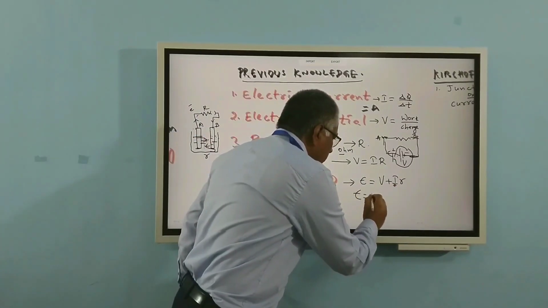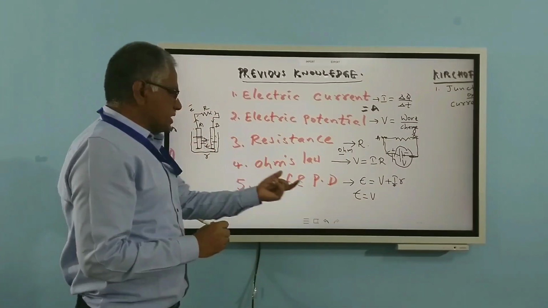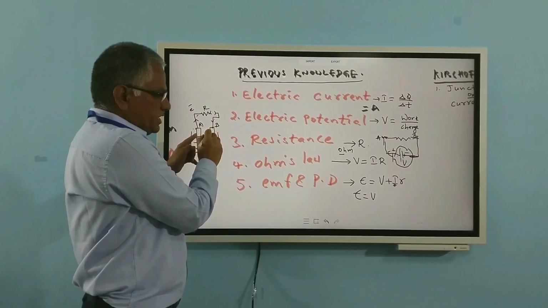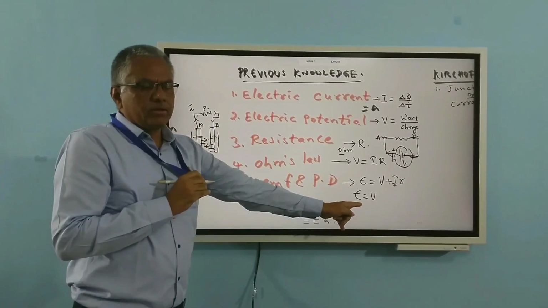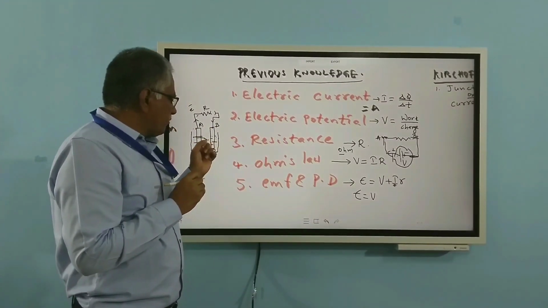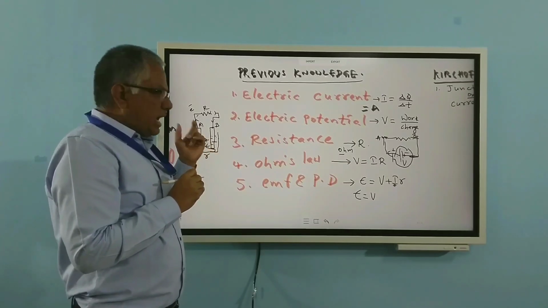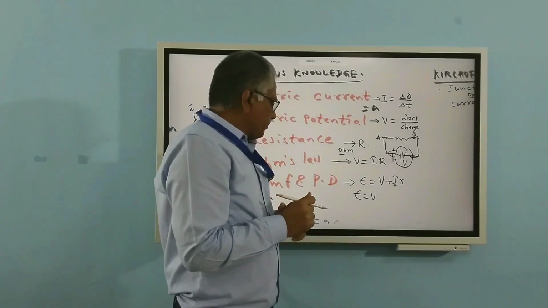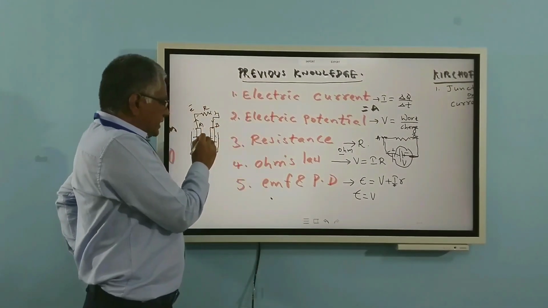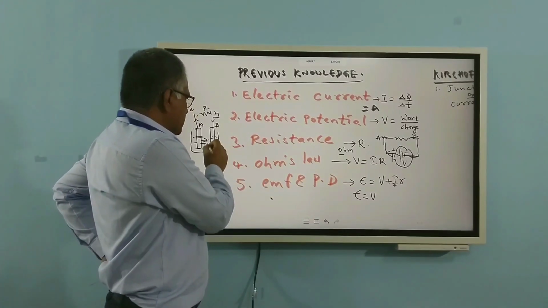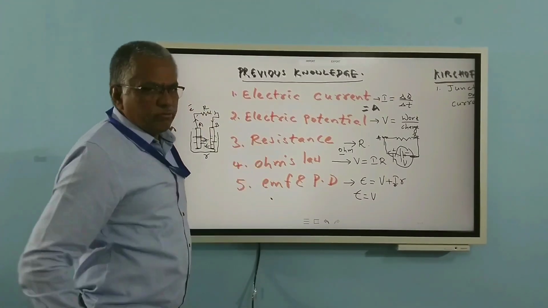Then E is equal to V. EMF is equal to the potential difference of the cell. If I find the potential difference between these two points, that will be equal to the EMF of the cell, when there is no movement of ions. I can write EMF as the potential difference in the open circuit, known as the electromotive force, or the energy provided by the cell to the circuit.